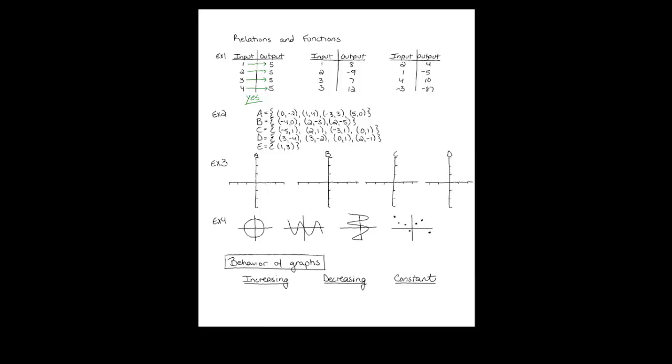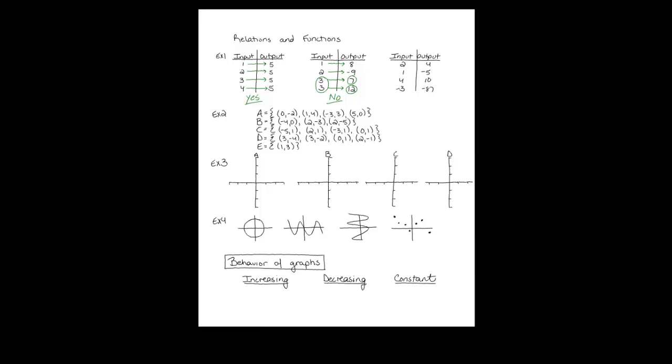Looking at this next one, we have the input of 1 maps to the output of 8, input of 2 to -9, an input of 3 to 7, and an input of 3 to 12. Now here we're going to have a problem. An input of 3 corresponds to two different output values. Here we have an input value with two different output values. So this relation is not a function.